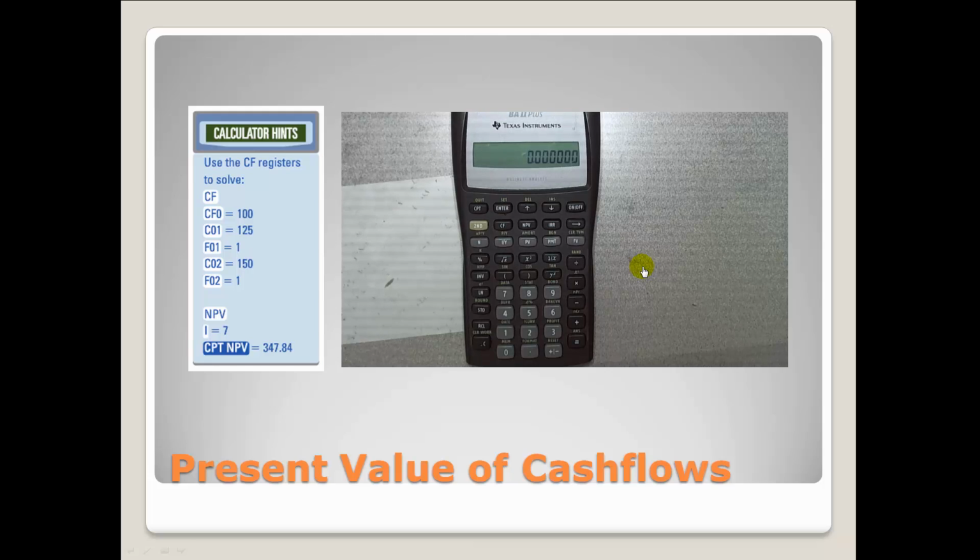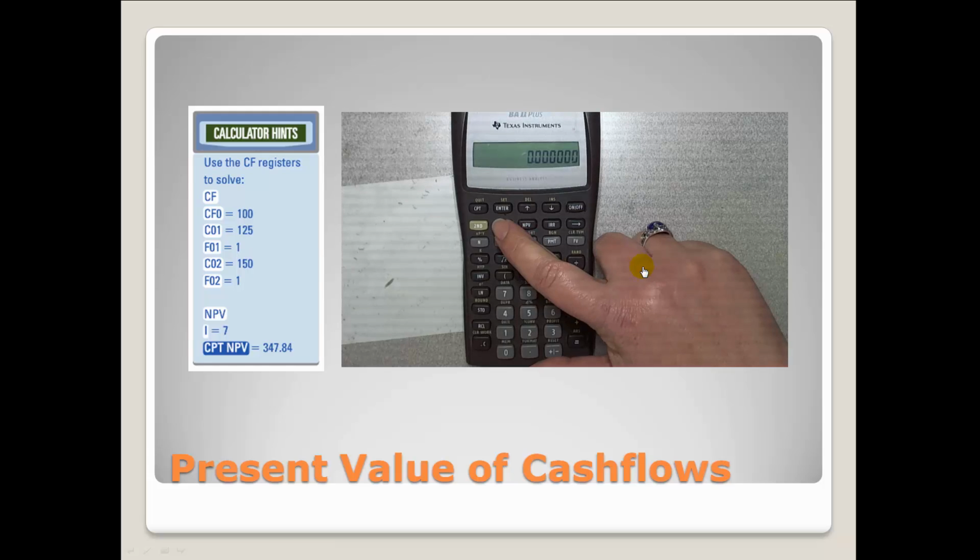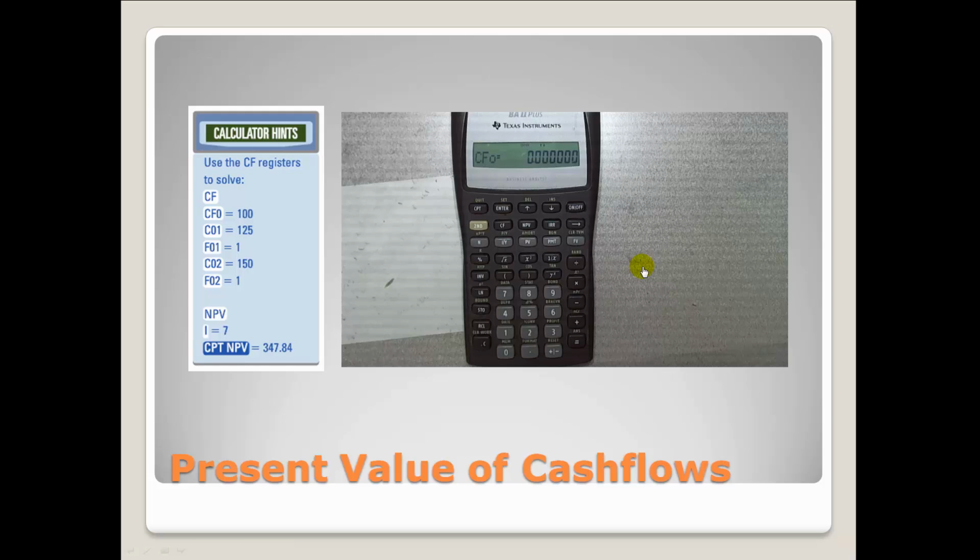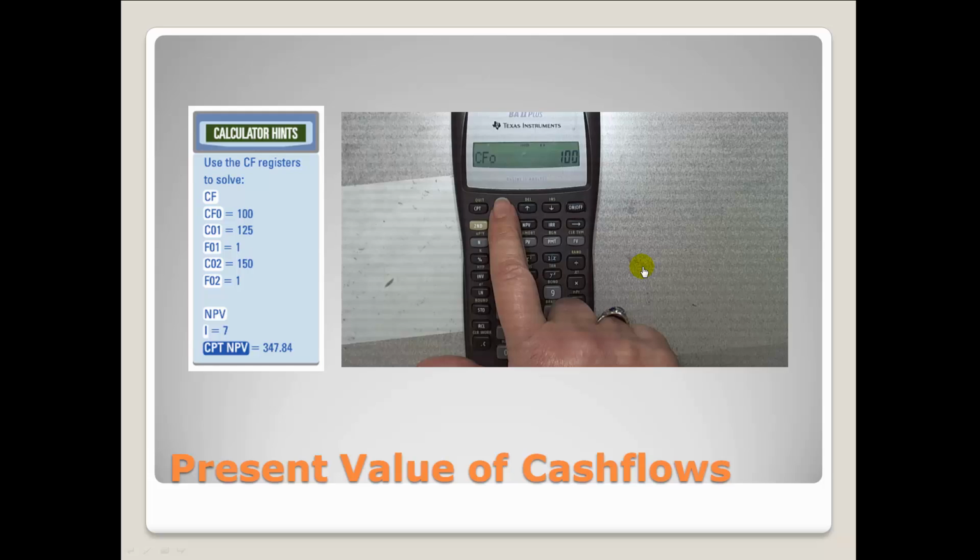Okay, so to enter this into your calculator for solving, we're going to go very slow, very meticulously through this process. And if you don't get the right answer, then you need to listen to this video again to make sure that you caught all the steps. So the first thing we do is we hit the cash flow key, CF. You'll notice on the screen it says CF0. In this problem, 100 is our first cash flow. You're going to enter 100, and then you're going to hit the enter key up here at the top.